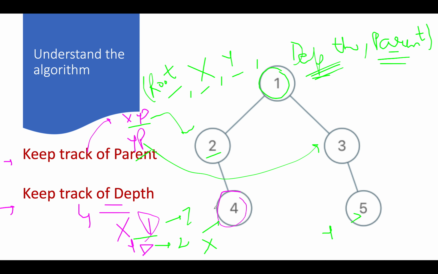Once we are done with the DFS iteration, we will compare if xd is equal to yd and xp is not equal to yp. If these two conditions are met, we will return true. Otherwise, we'll simply return false. It will be clearer in the coding section. So let's move on to the coding part.